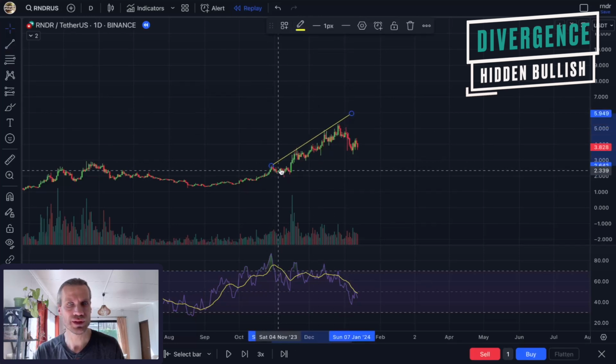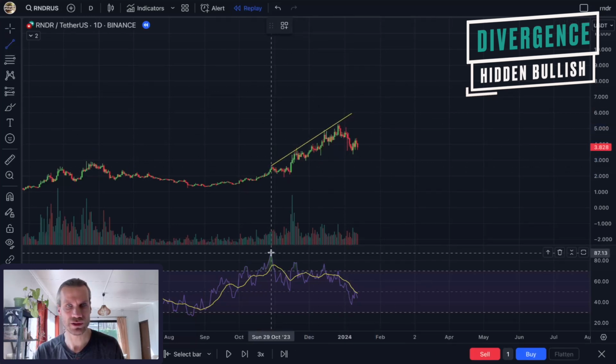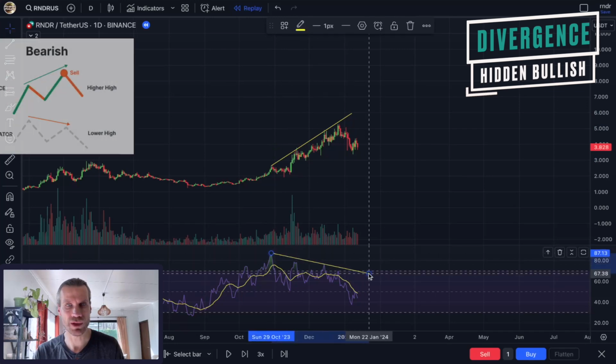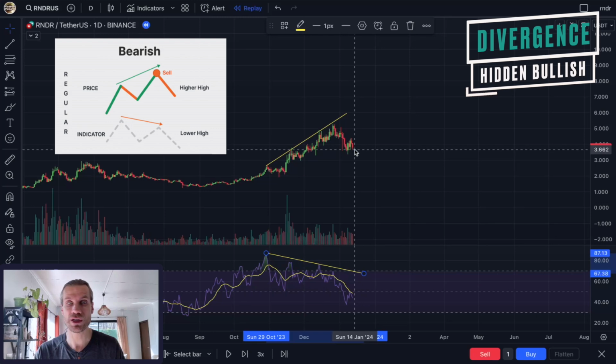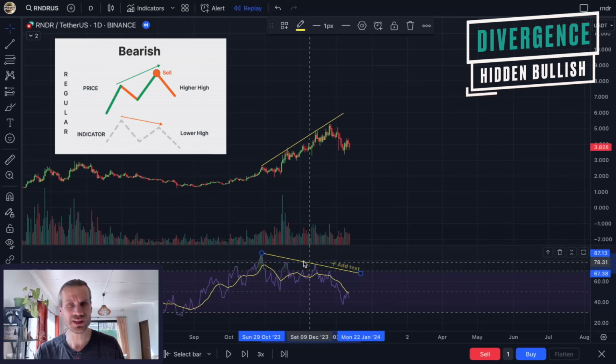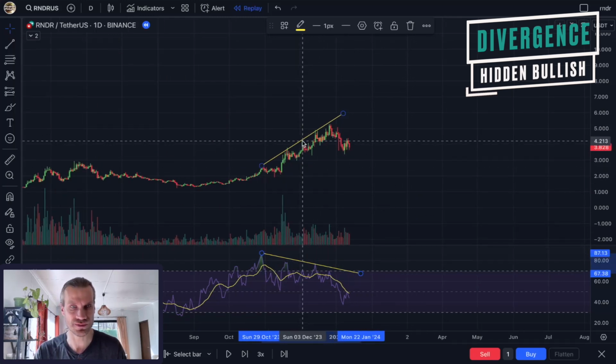So we're on the top again. Okay, so we've got a high, and then we're looking for a lower high on the top. Okay, so there is some regular bearish divergence, which would suggest we could see a move lower. But let's see if we can find some hidden bullish divergence as well.